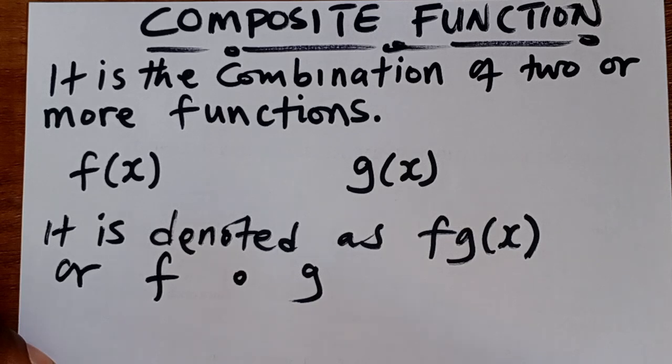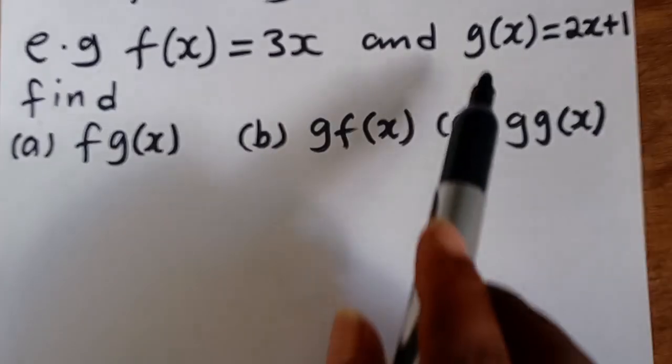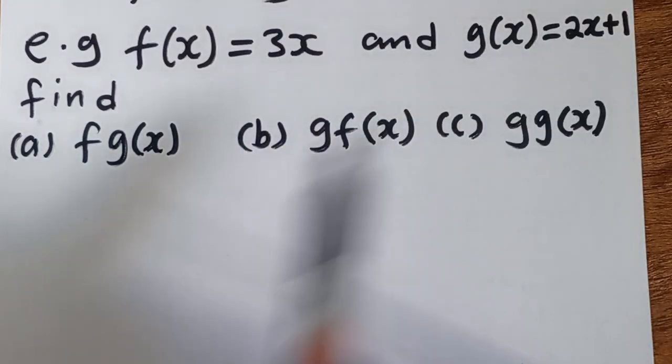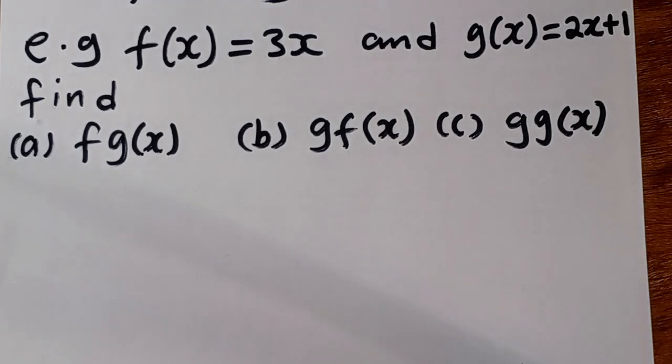So that is how a composite function is denoted. So let's look at some examples. For example, f of x is equal to 3x, g of x is 2x plus 1. Find fg of x. So what is the best way to deal with composite functions?